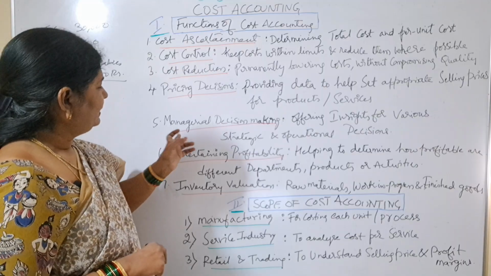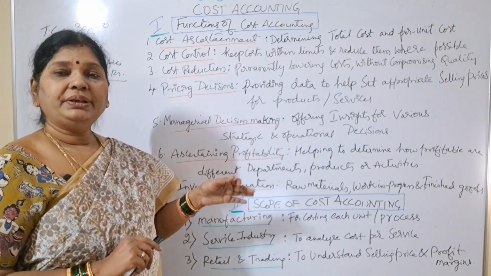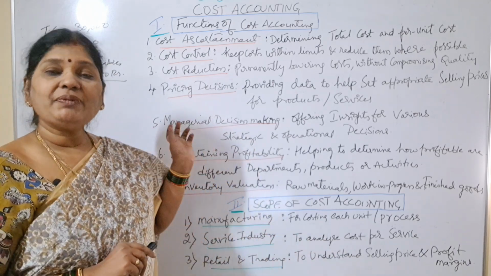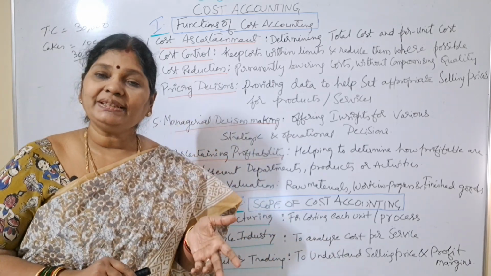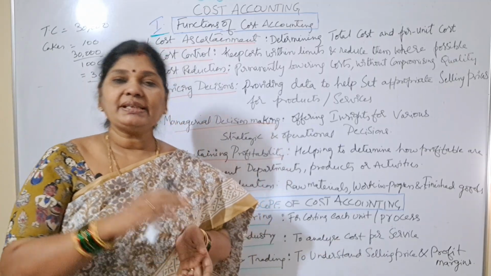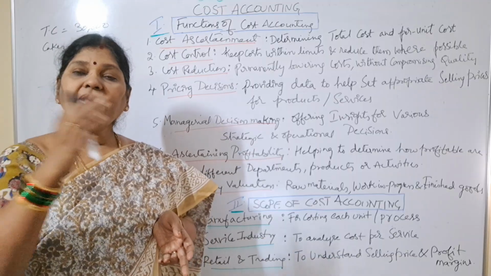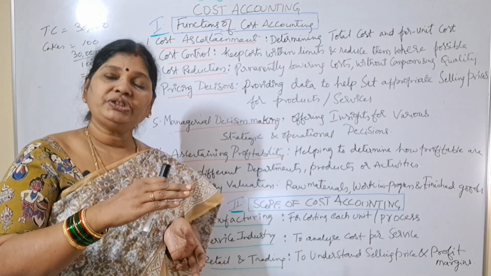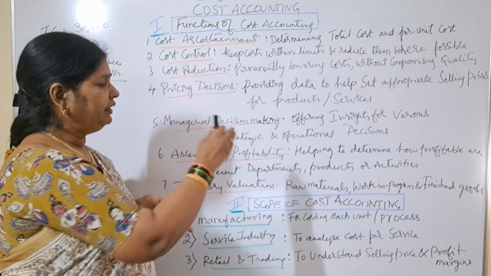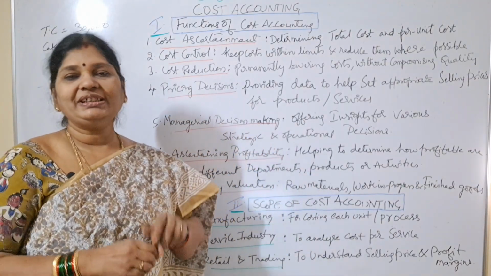Coming to the fifth one, managerial decision making. The cost accounting department will provide insights to management. What is the meaning of insight here? What are the costs that we are incurring for each product or service at various stages? Means at the raw material stage, and at each stage of production, how much we are incurring. If you are able to provide the data to the management, then management can take strategic and operational decisions.